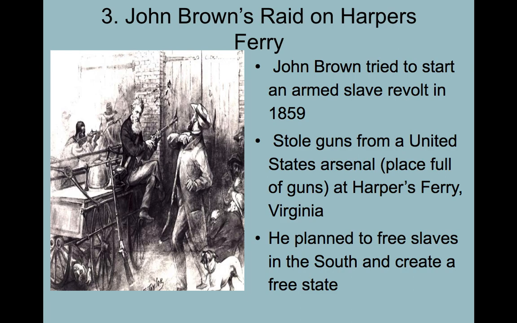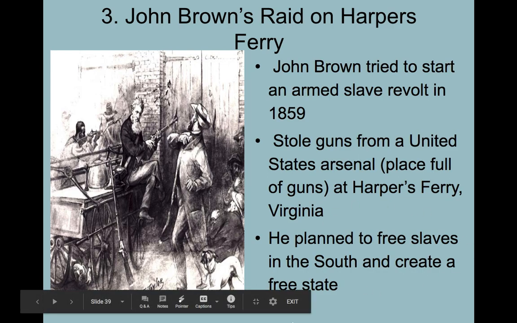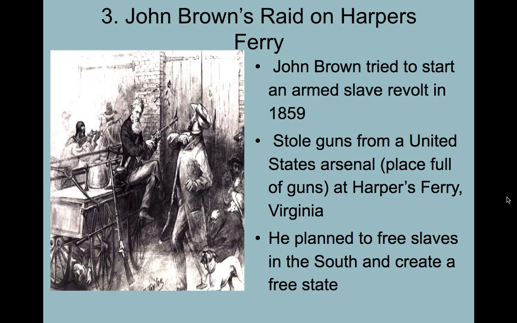The slaves were going to use them to rise up against their owners and take their own freedom. Eventually, enough of this would happen, and it would create their own free state in the South. Now, an arsenal is usually heavily protected, so John Brown was not going to get away for long. It wasn't very successful because a lot of the slaves didn't want to participate for fear of their own lives.